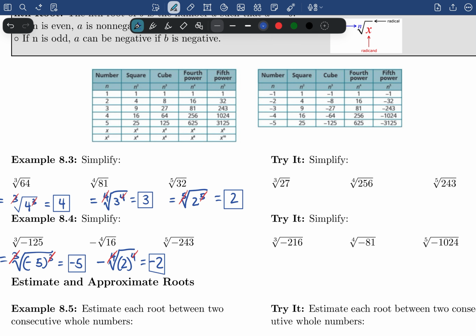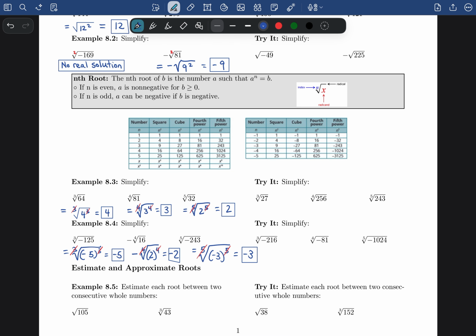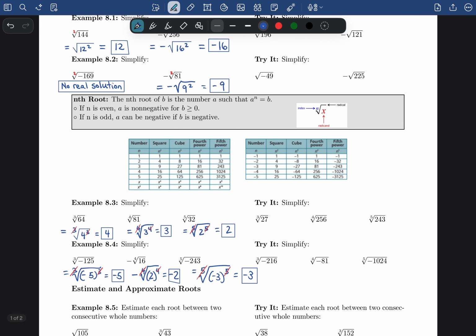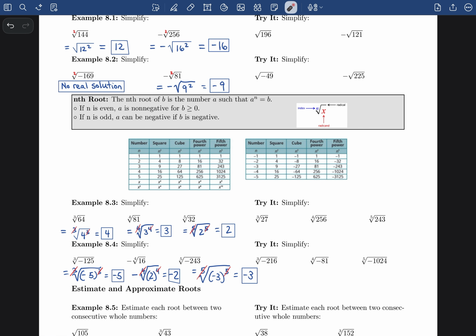And so maybe I rewrite this as the fifth root of negative 3 to the fifth. And then you'll see the index of the root cancels the power inside, and I get negative 3 as my answer. Great, so we have just talked through how to take cube roots, fourth roots, and fifth roots, with all positive values in this case, and then cube roots, fourth roots, and fifth roots playing with negatives in the mix.